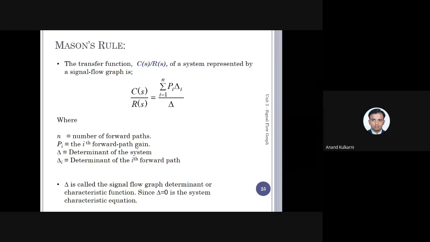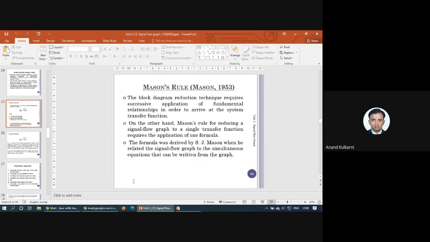In the numerator, summation of Pi into delta I. Any confusion?